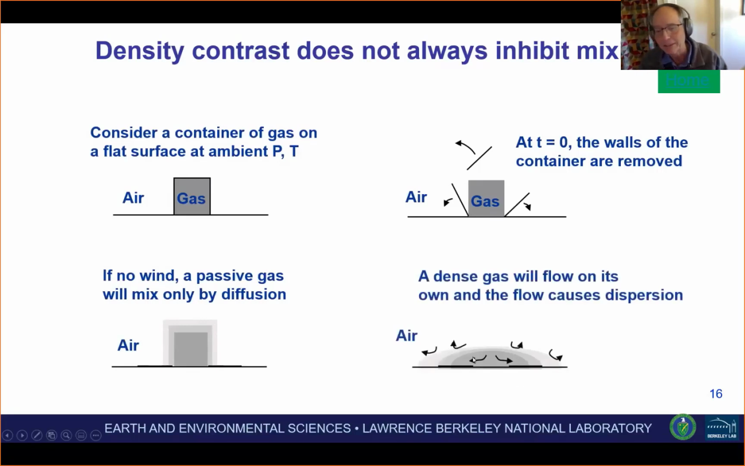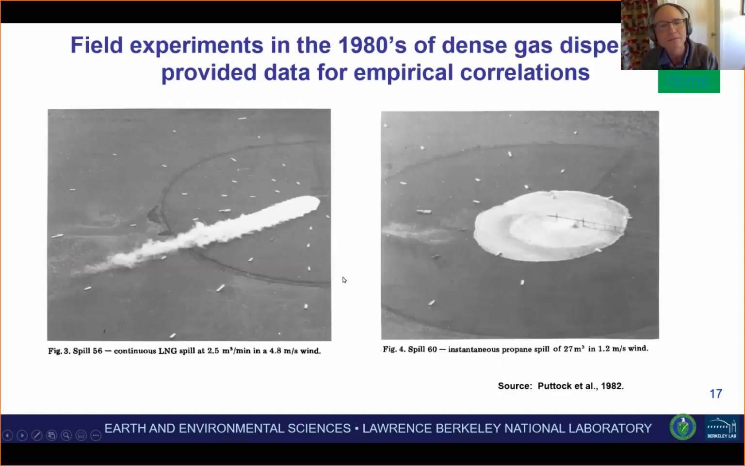It'll just sort of disperse by diffusion. If I have a dense gas in this box and I remove the walls, it will flow on its own. And the very act of it flowing causes the tendency to mix. It increases the area, and there may be some turbulence and some eddies and whatnot. So a dense gas alone doesn't mean that it will necessarily mix less.